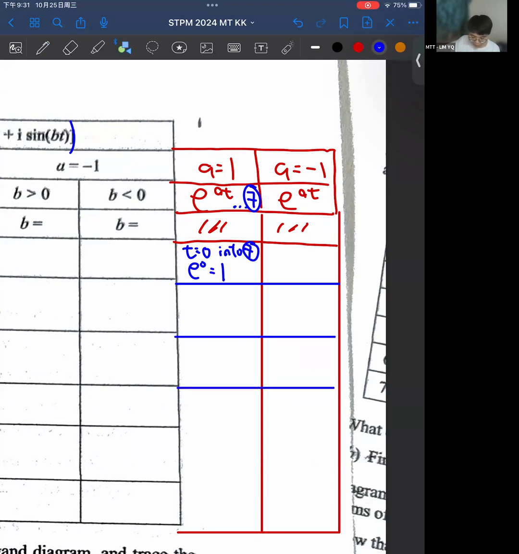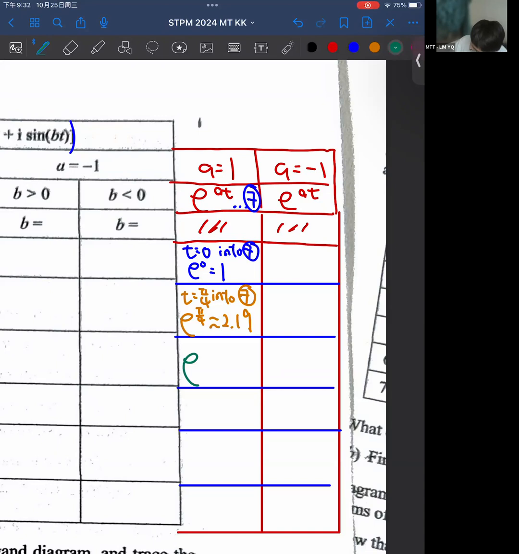Look for the other case, when t equal to pi over 4. Substitute, e power pi over 4. What is the value of this? e power pi over 4 may be enough, right? But in the sketching, later on you will see you need to sketch, so maybe you need an approximate value. You know how to press, don't press wrongly. You should get around 2.19.